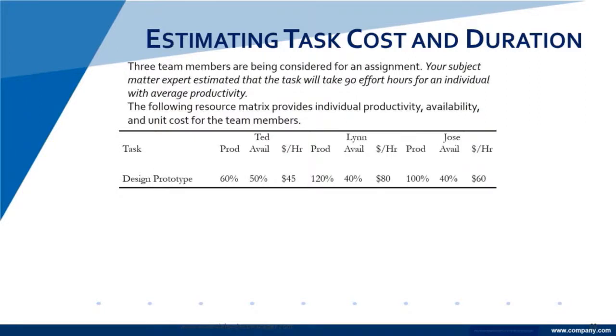Here we have Lynn. She's a 120% provider with an availability of 40% and an $80 an hour cost. And Jose, he's right on the 100% productivity, 40% availability, and $60 an hour.